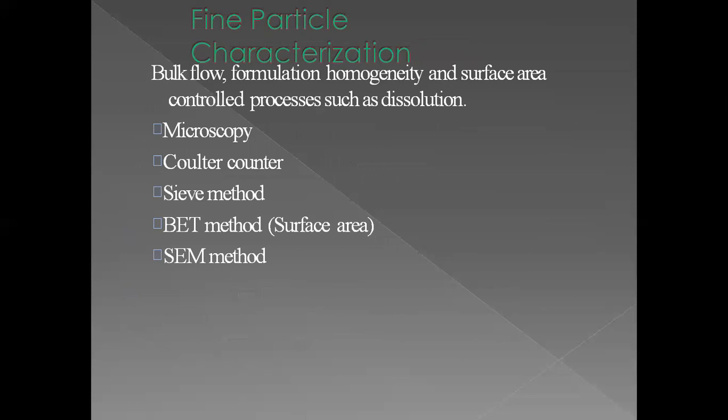So for bulk flow, formulation homogeneity and surface area controlled processes such as dissolution and chemical reactivity are directly affected by the size, shape and surface morphology of the drug particles. In general, each new drug candidate should be tested during pre-formulation with the smallest particle size that is practical, to facilitate the preparation of a homogeneous sample and maximize the drug surface area for interaction. It could be done by the microscopic method, Coulter counter, BET method, and the SEM method.